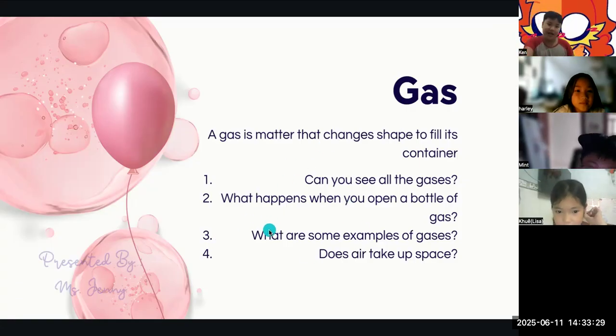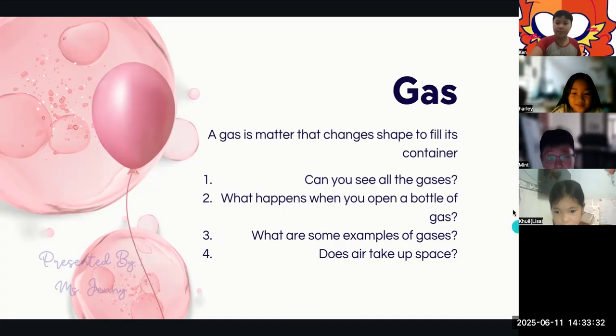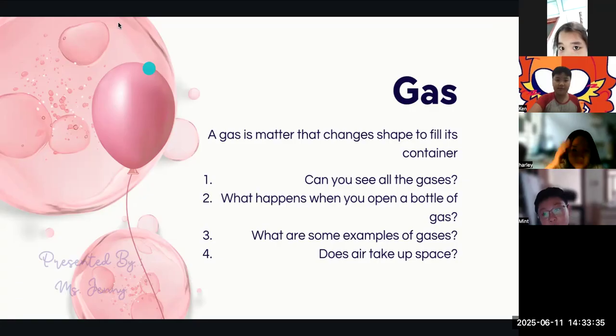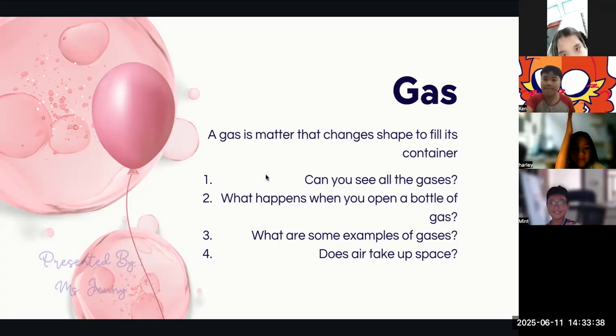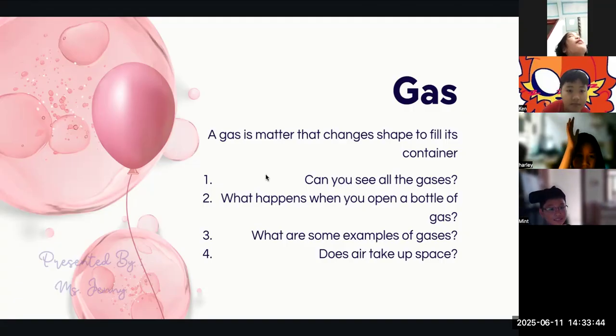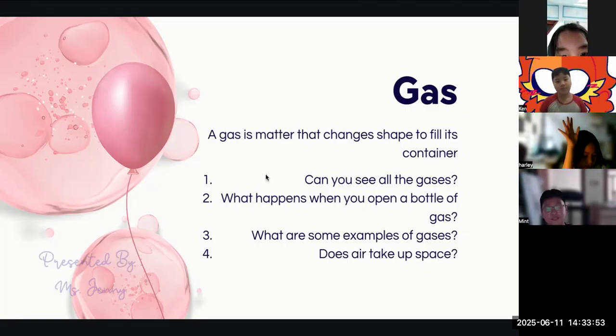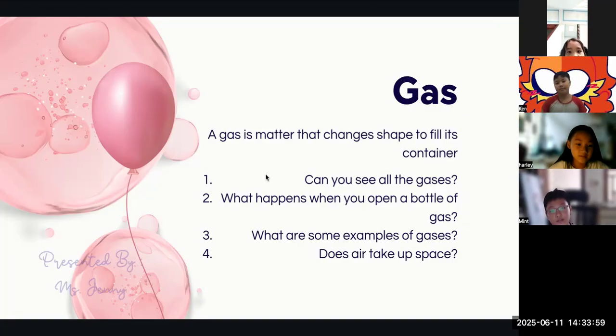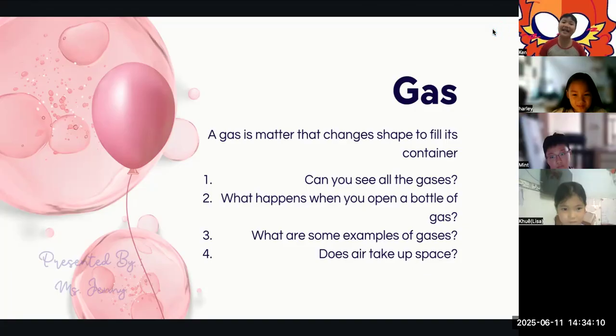Okay, then the next question. What are some examples of gases? Let's see. Bella. Oxygen, hydrogen and oxygen. No, just one example. Oxygen. Yes, one example. Harley. Air. Yes, you can say air is a gas.